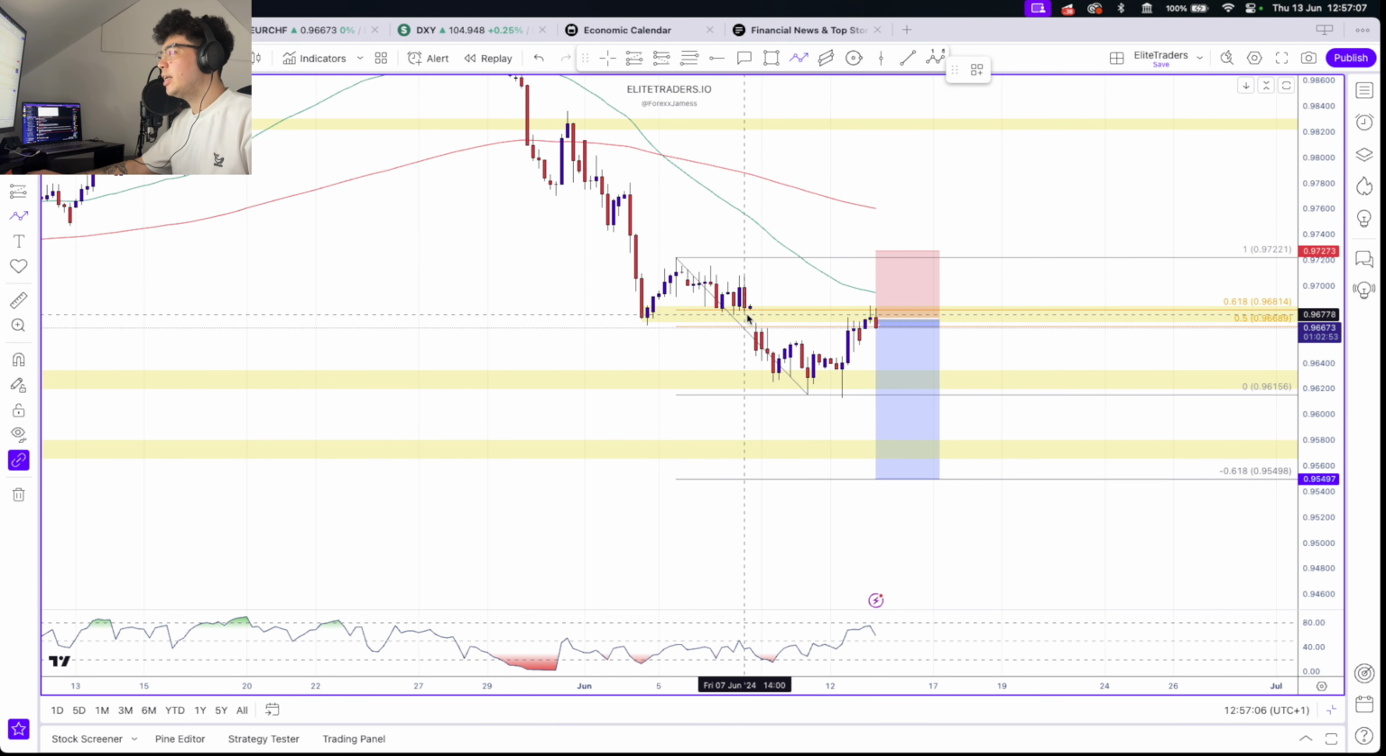But what we also see now is, again, I've repeated this over and over, but one of my favorite things is a break and retest.